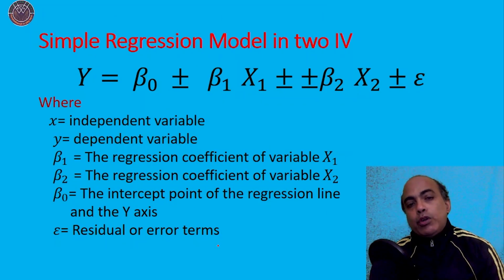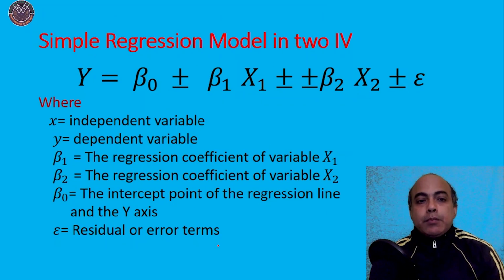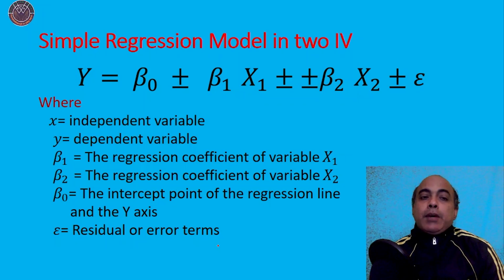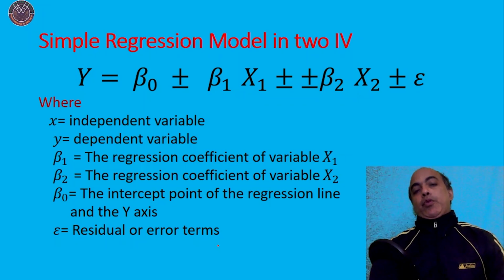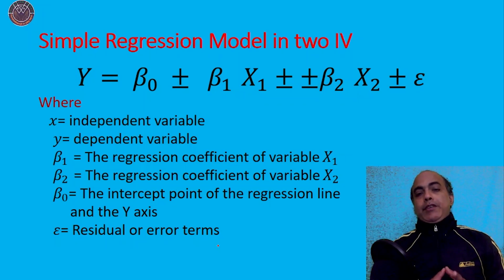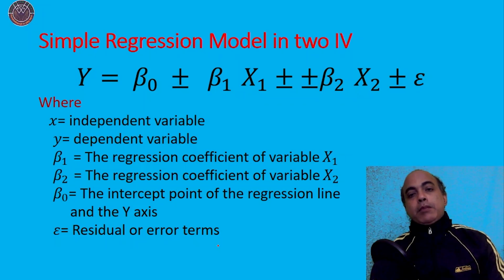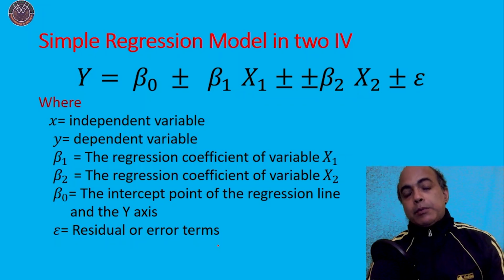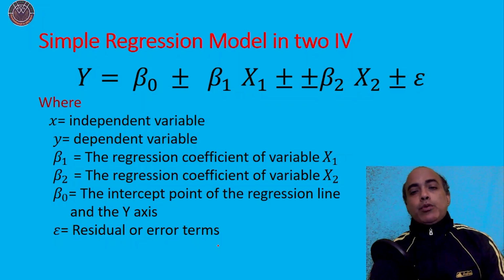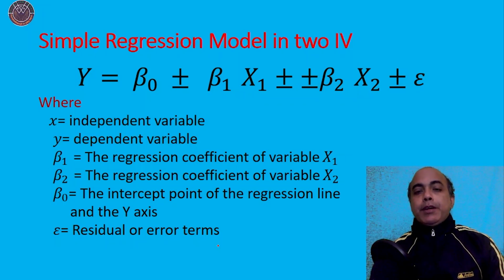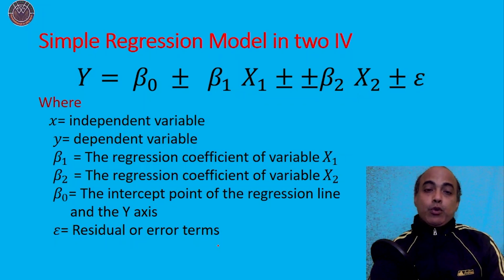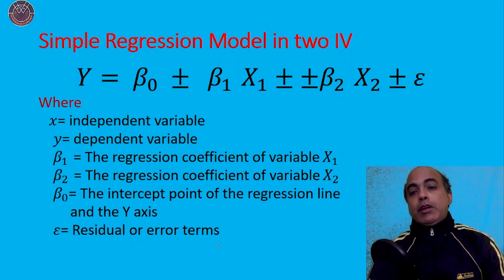Now, as I told you, in this video I will be discussing multiple regression using two independent variables. By using two independent variables, the regression model can be given by y = beta 0 ± beta 1 x1 ± beta 2 x2 + epsilon. So x1 and x2 are the two independent variables, and beta 1 and beta 2 are the regression coefficients respective to x1 and x2.